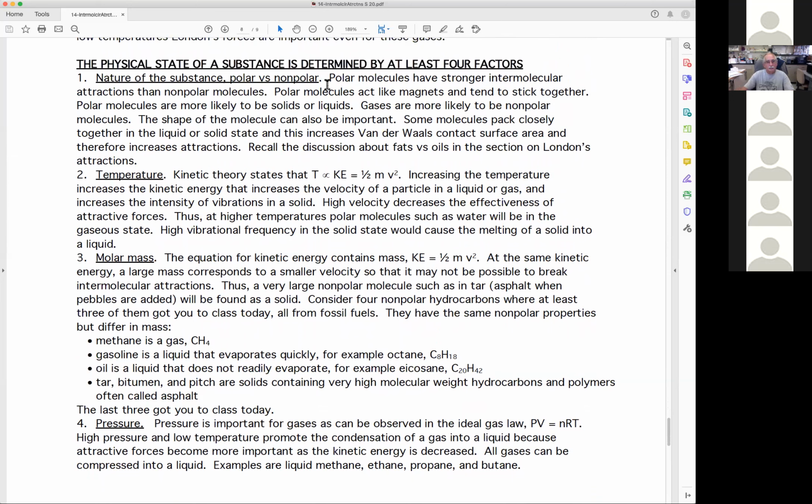That's modified by temperature, because if we look at kinetic theory, if I increase the temperature, I'm increasing the kinetic energy, I'm increasing the velocity. So if the particles are moving fast, it's much more difficult to be captured by attractive forces. Then also in this equation right here is mass. So a large molar mass is going to make for a smaller velocity, harder to break away to, for example, go into the gaseous state, because you're simply heavier and you're not moving as fast.